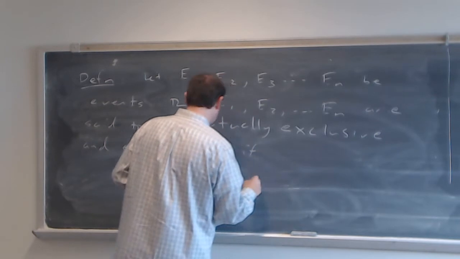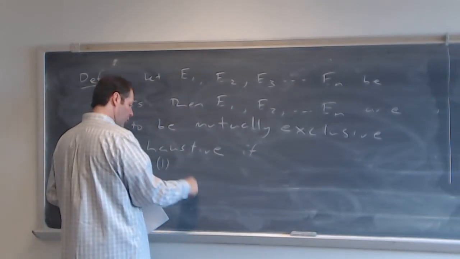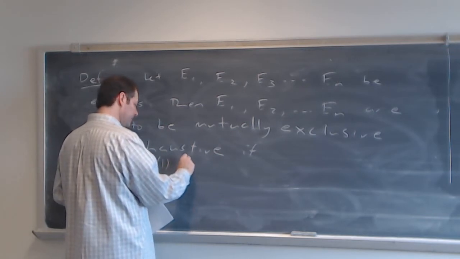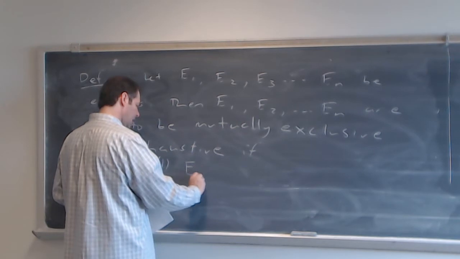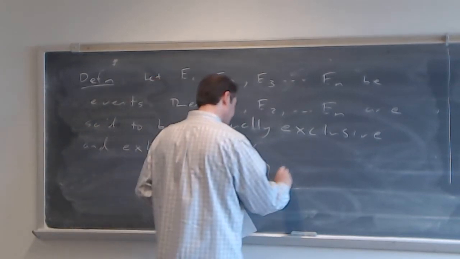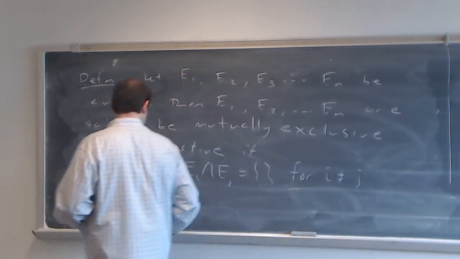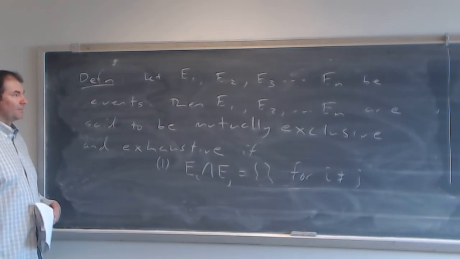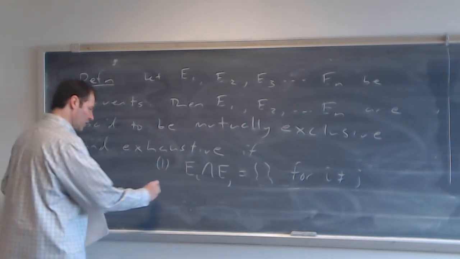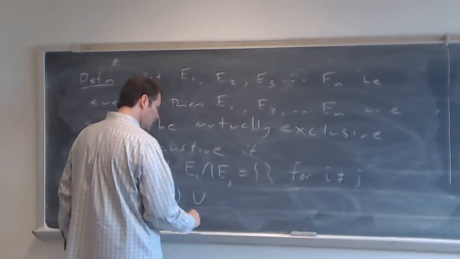if the following holds. So the first part, you've seen mutually exclusive before. It's in the definition of probability. That is, mutually exclusive is that Ei intersect Ej is equal to the empty set for i being different than j. Anytime you intersect two distinct events from this collection, you get the empty set. They have no overlap.